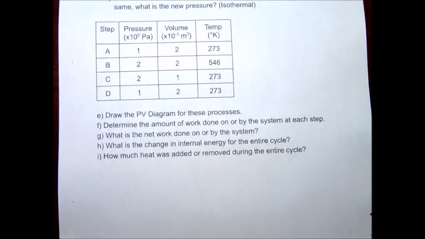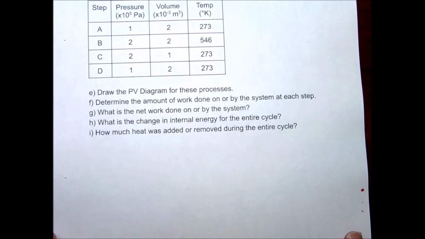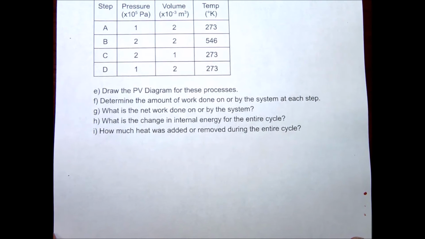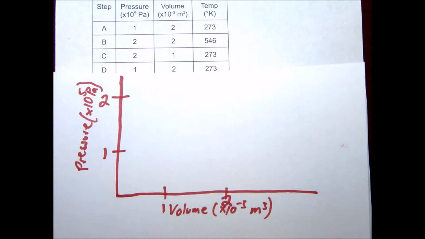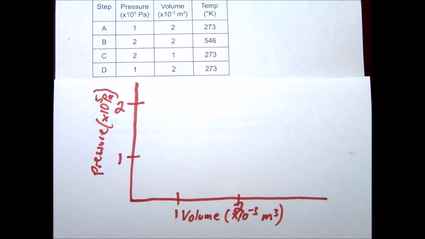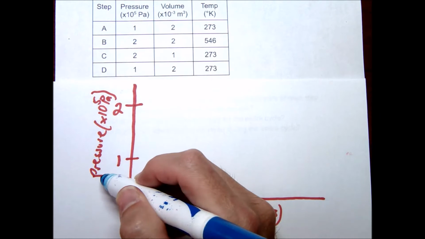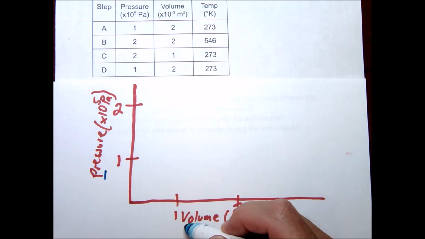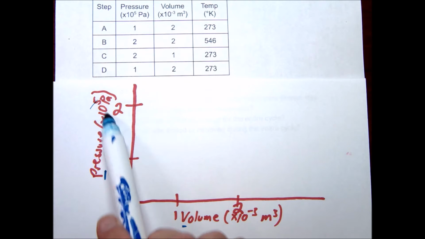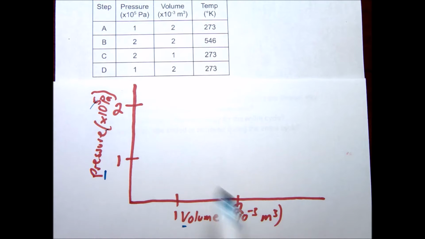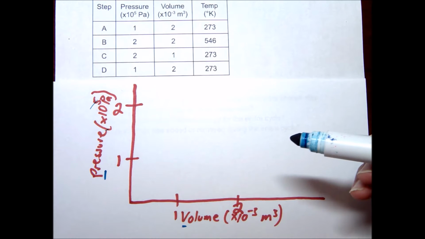So here are our new questions. As usual, if you haven't yet done so, go ahead and take a moment, see if you can solve these on your own, and then come back to the video. Alright, so let's go ahead and do this. At this point, we're just going to plot our points. Remember, we have pressure on the y-axis and volume on the x-axis. We'll put the units and the multiplier over here as well, just to save ourselves some time. So let's just go ahead and plot it.